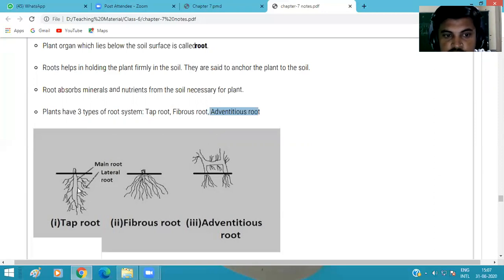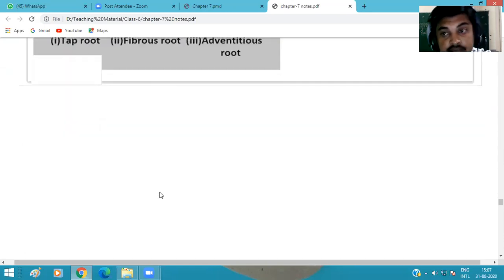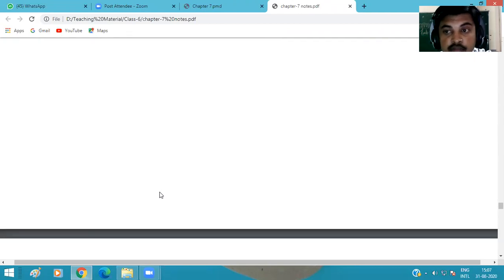This is the taproot. In this type of root, a main root is present and thin branches are present, and these thin branches are called lateral roots. Fibrous root doesn't have any main root, and the roots are equal in size. And adventitious root has a different variety of roots.